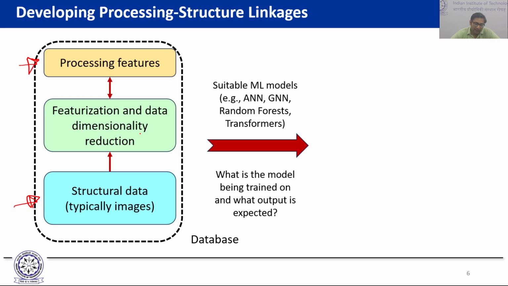And so once your database is ready, you have to use a suitable machine learning model. So things like artificial neural networks, random forests, or transformers. It depends on what type of problem you are looking at and what model works best for your specific situation. So you have to use this model and train the model. Once you train the model, the next thing you want to ask yourself is, what is this model being trained on and what output are we expecting from our model? That is something which is going to be important.